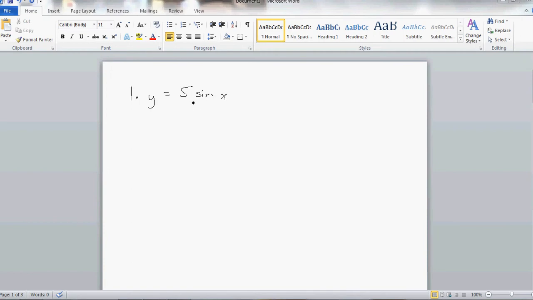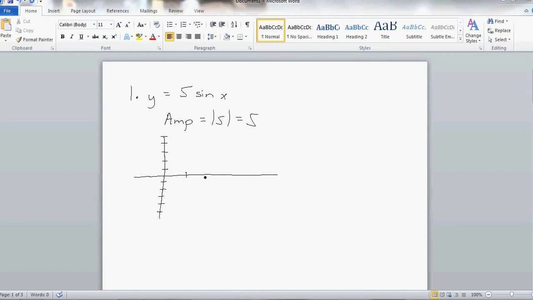Now if we look at this, the amplitude, or in other words how high and low it gets, is the absolute value of 5, this number out here, which of course equals 5. Now what this says is we're going to take the normal sine curve and then we are going to boost it up by a factor of 5. And so what that means is instead of going from 1 to -1, it's going to go from -5 to +5.